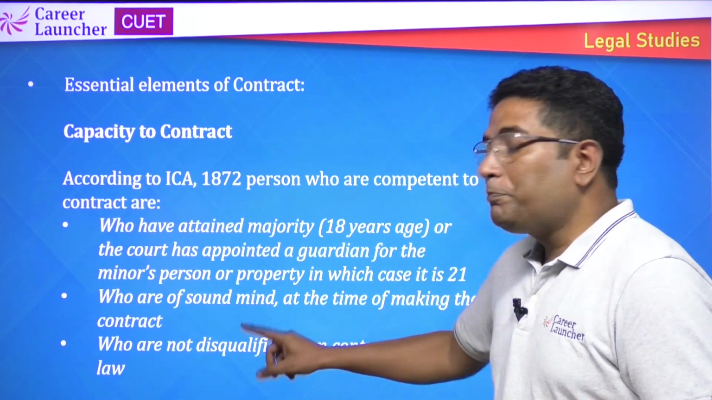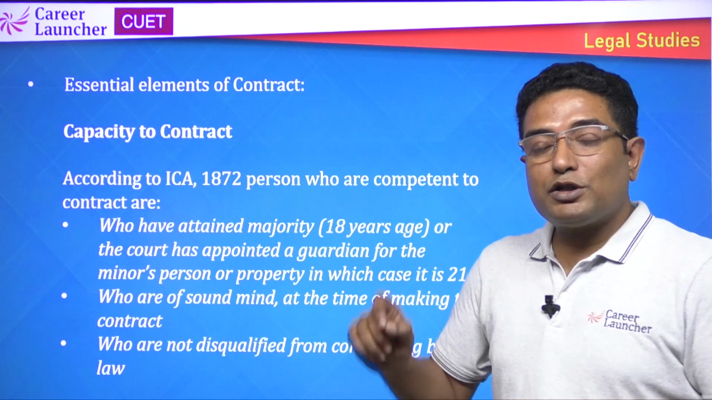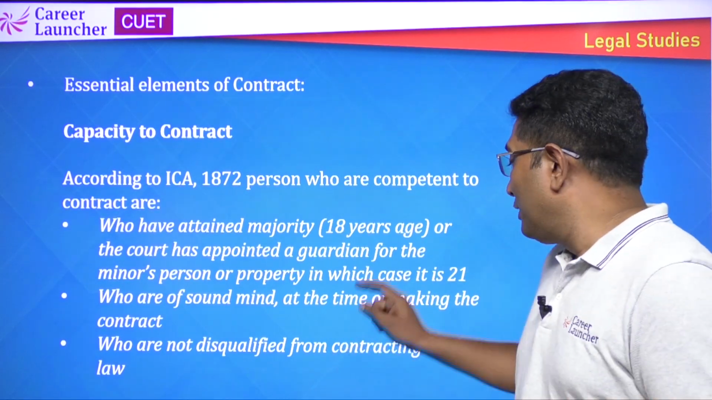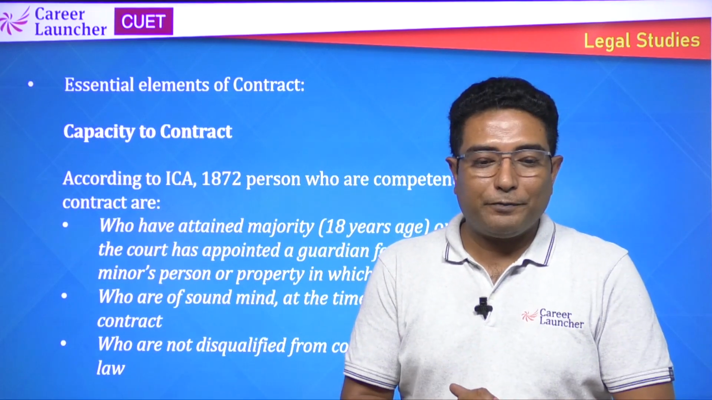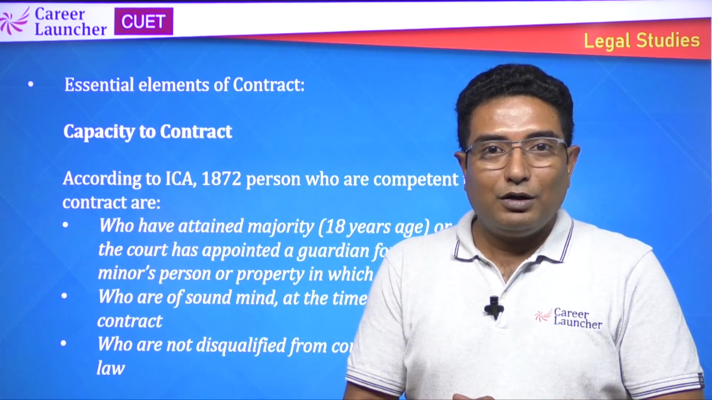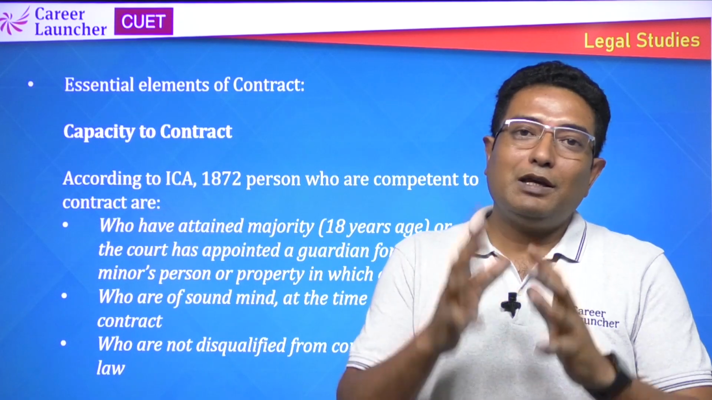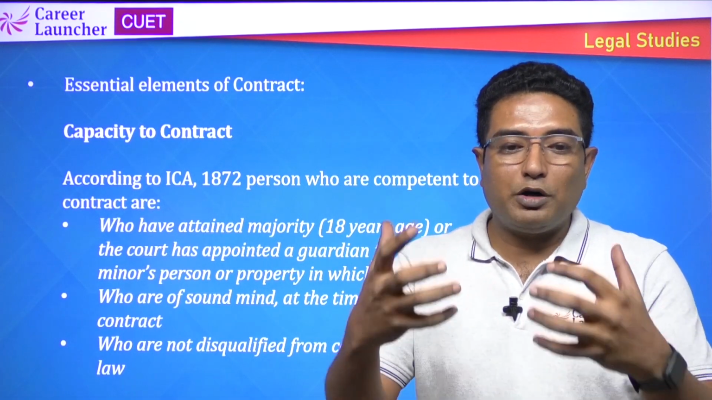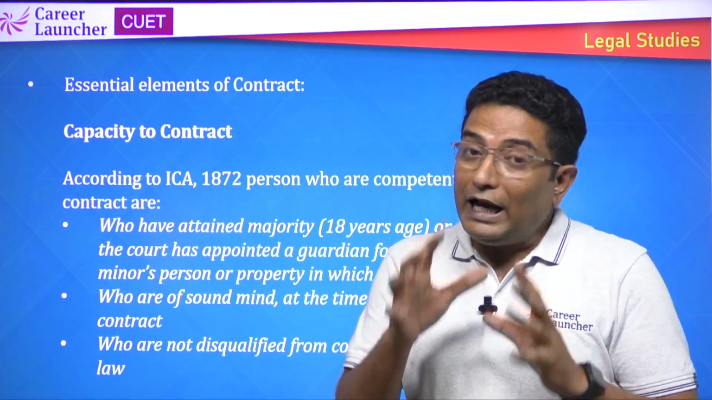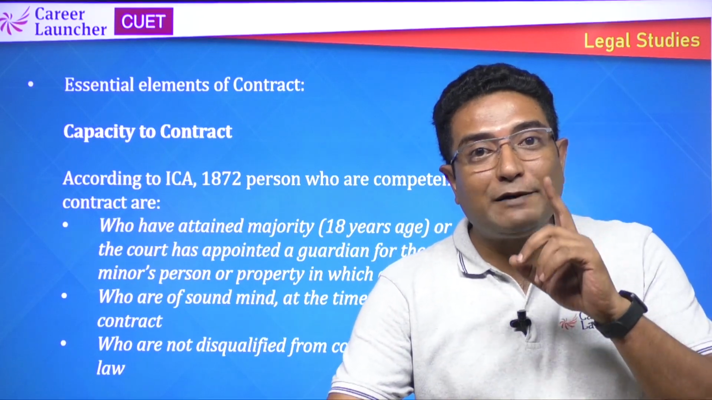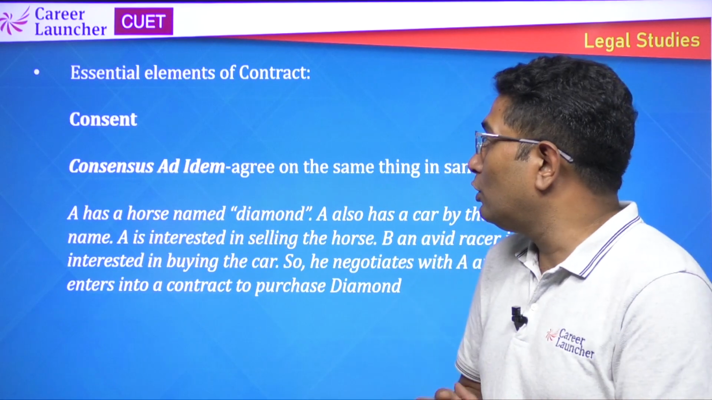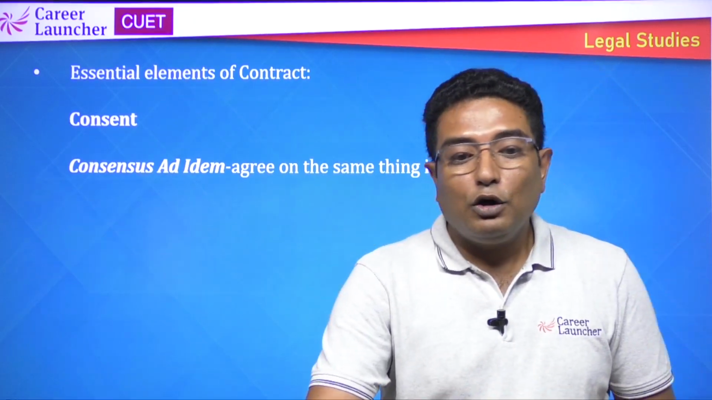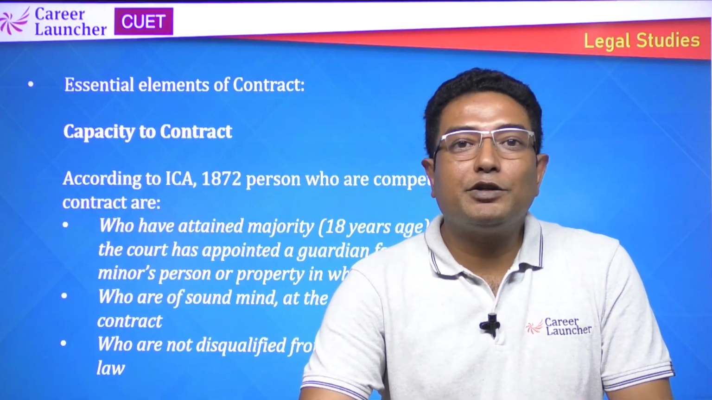And the person was not disqualified from contracting by law itself. So capacity is very important, capacity to contract. The ICA also specifies people who cannot enter into a contract. So who are the people who cannot enter into a contract?